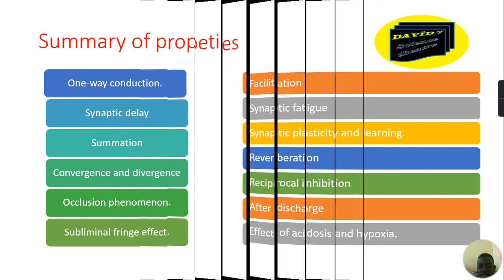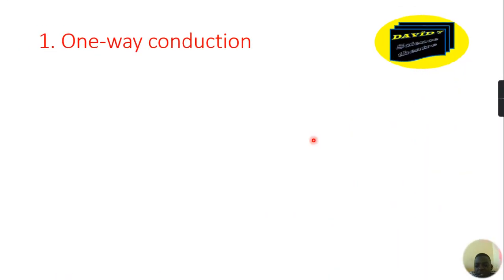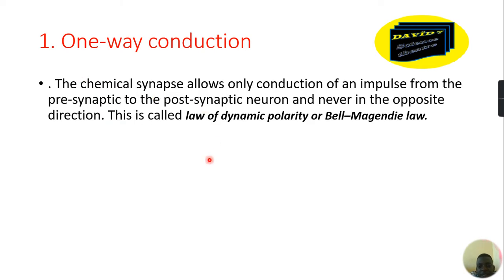Okay, so let's continue. We start right away with the first, that is one-way conduction. The chemical synapse allows only conduction of an impulse from the presynaptic to postsynaptic neuron. In the recent video, I showed you how the synapse looks like. It has two membranes, that of a presynaptic knob and one of the postsynaptic neuron. So conduction takes place in only one direction, from presynaptic to postsynaptic, and never in the opposite. This is the law of Bell-Magendie, or what we call the law of dynamic polarity.